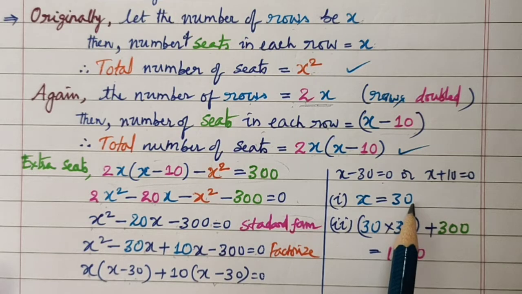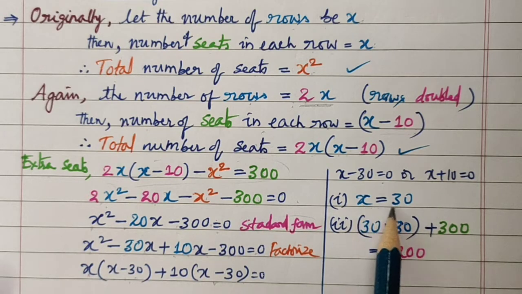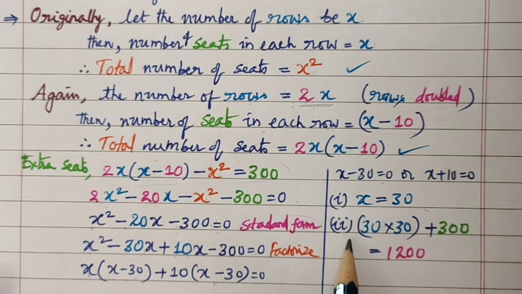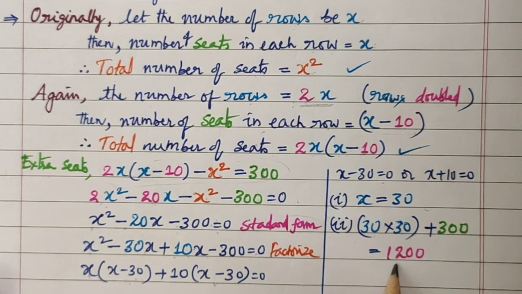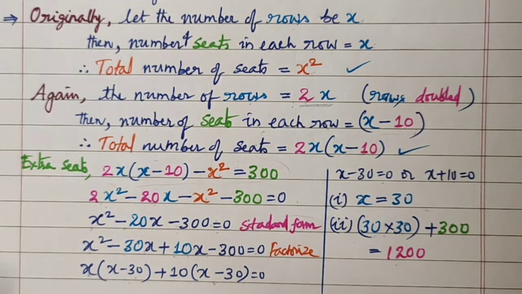The number of rows is 30 in the previous arrangement. They asked us to find the number of rows in the original arrangement. The number of rows in the original arrangement is 30. Therefore, the number of seats in the auditorium after the arrangement is equal to 30 into 30 plus 300. This is going to be 1200. Original seats plus 300, or we can find it in another way.